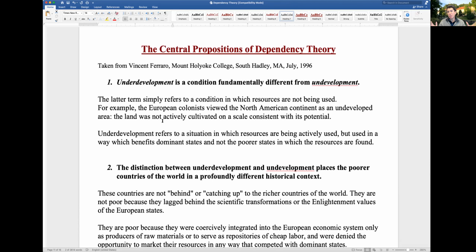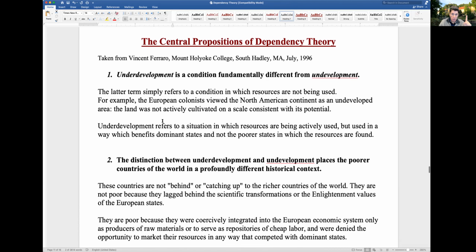Central propositions. This is just a summary, all right? And I am not going to repeat what is written. I'm just going to highlight a few points. Number one, underdevelopment is not the same as undevelopment. This goes to the point that developing countries are not developed countries in the making. No. Underdeveloped means you are not using your resources well. And you probably won't until you change something or a few things, right?